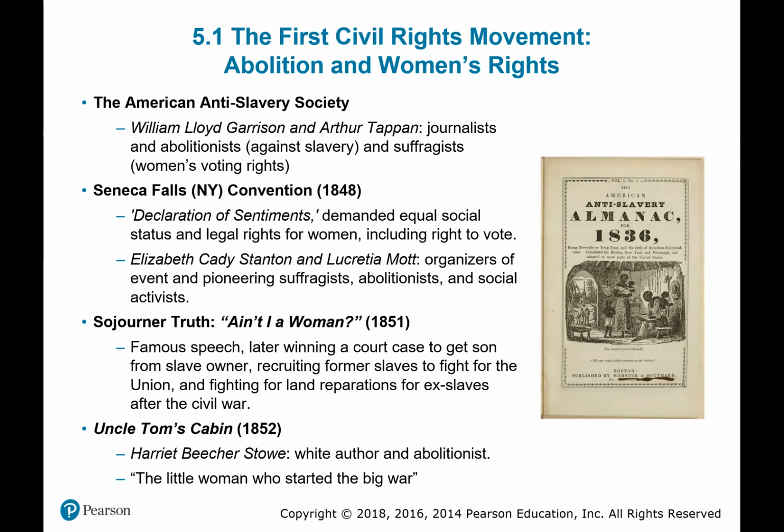That was in 1851. And she actually went on to win a court case to get her son from the slave owner. She recruited former slaves to fight for the Union later in the Civil War, and fought for land reparations for ex-slaves after the Civil War as well. And of course, Harriet Tubman was very prominent prior to this as being an engineer of the Underground Railroad in freeing slaves from her family and friends, and then later many other different slaves from the South to the North, and then eventually mostly to Canada.